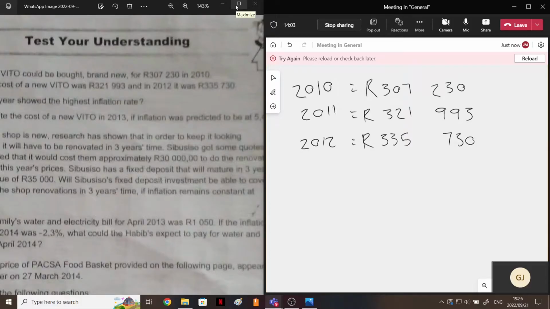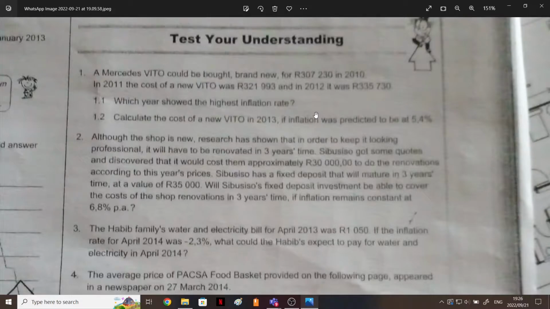Right, so today we will be looking at inflation rate, and obviously how to calculate that quickly. With the scenario that they give, they say that a Mercedes Vito could be bought brand new for 307,230 Rand in 2010. In 2011, the cost of the new Vito was 321,993, and in 2012 it was 335,730. At 1.1, they ask which year showed the highest inflation rate.